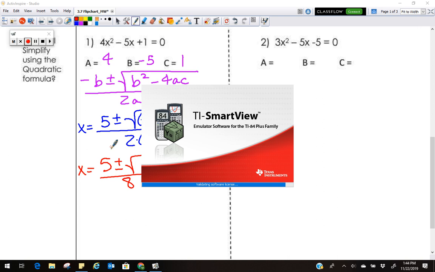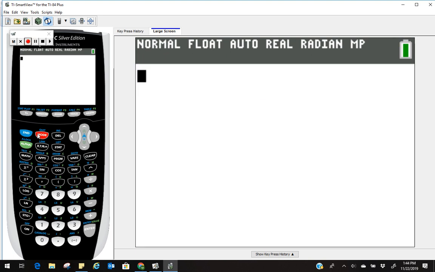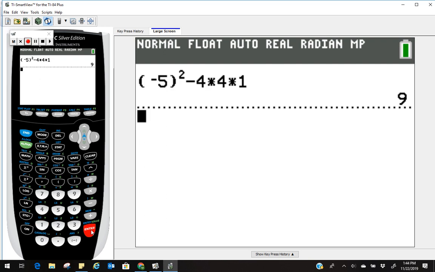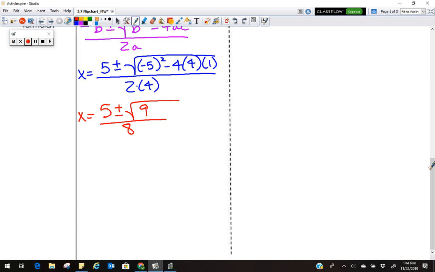I have -5 squared minus 4 times 4 times 1. So that's, remember to put your negative in parentheses, -5 squared minus 4 times 4 times 1. And I get 9. So that means that this is 9. Now, this is where it's going to vary every little bit depending on what we have underneath the square root. The square root here, hopefully you recognize that 9 is a perfect square. So that's 5 plus or minus the square root of 9 is 3, divided by 8.